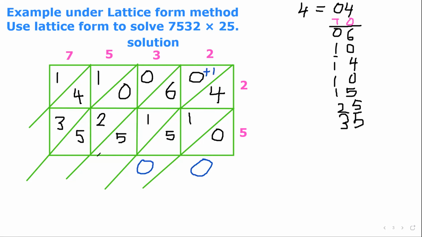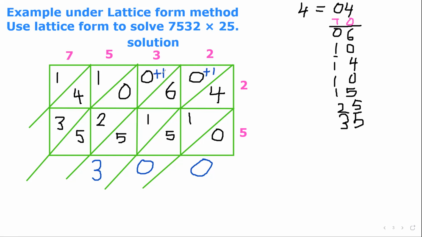Okay, the next diagonal's numbers are 5, 1, 6 and the 0. So the 1 plus 6 here will give you 7, plus 1 here, that will give you 8. 8 plus 3, that is 13. So you write the 3, the ones of the 13, then you add the remainder to the next diagonal.